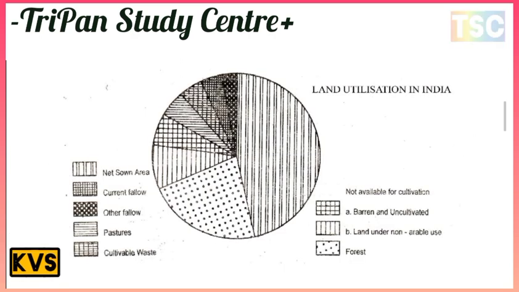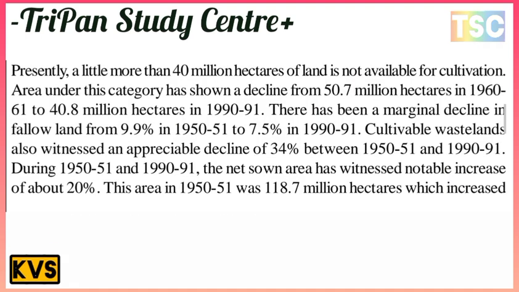This is also shown in the pie chart of land utilization in India. The maximum part is the net sown area, the second is forest, and the rest is occupied by others. The pie chart is given on your screen. Presently, more than 40 million hectares of land is not available for cultivation. This is an important point.